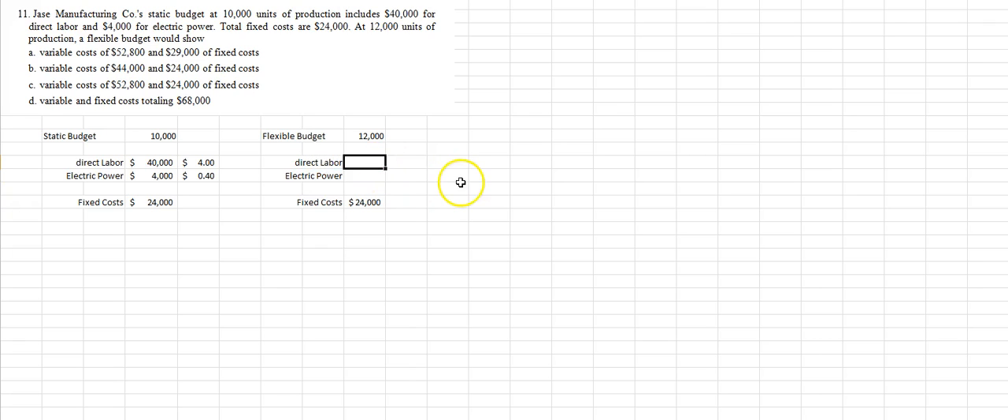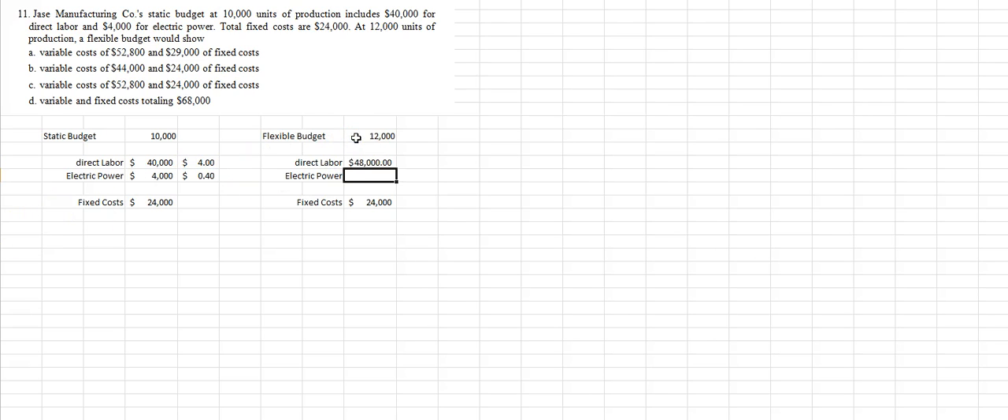My direct labor, I know I already calculated the cost per unit, but instead of using it at 10,000 units, I'll do it at 12,000. So if I have a cost of $4 per unit at 12,000 units, my answer is going to be 48,000. That's going to be my new budget under a flexible budget. And you do something very similar. Electrical power at 40 cents per unit is going to be 4,800. So do we have an answer like that?